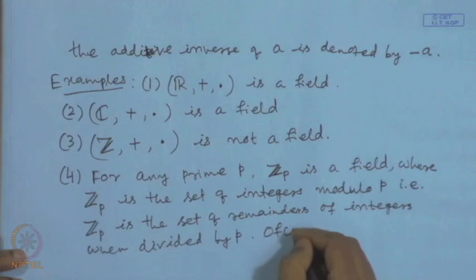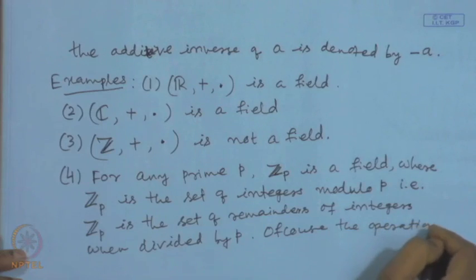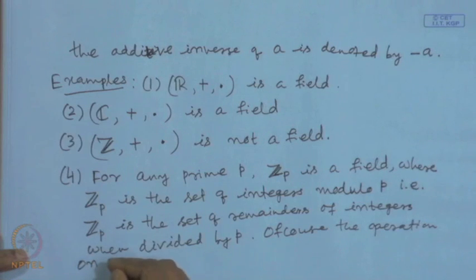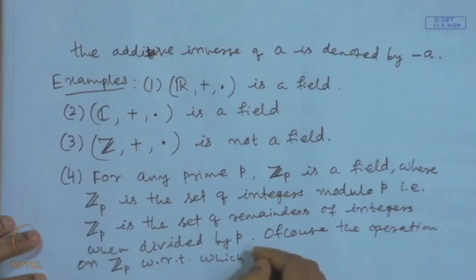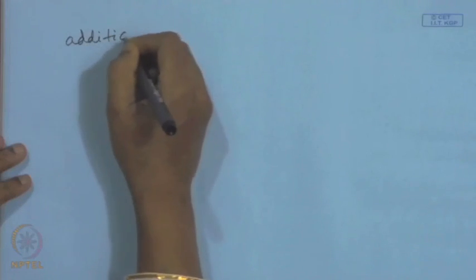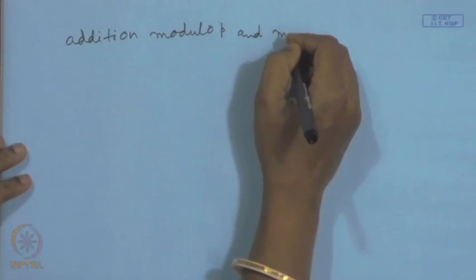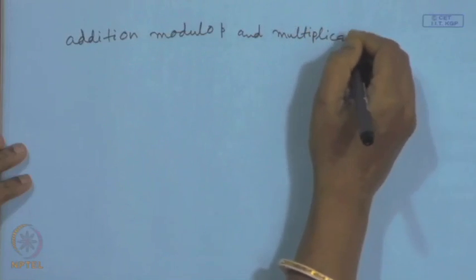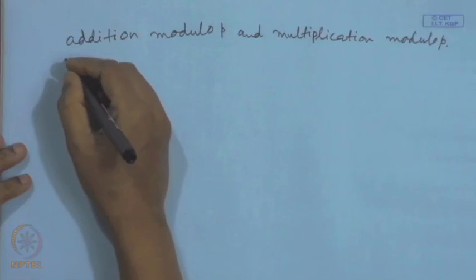Of course, the operations on ZP with respect to which ZP is a field are addition modulo P and multiplication modulo P.